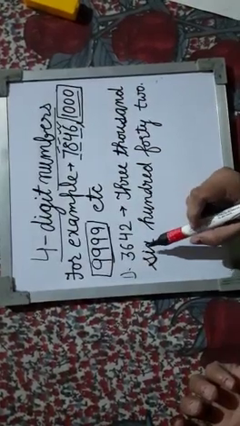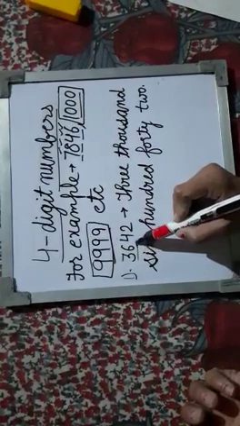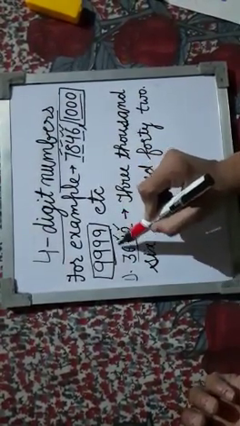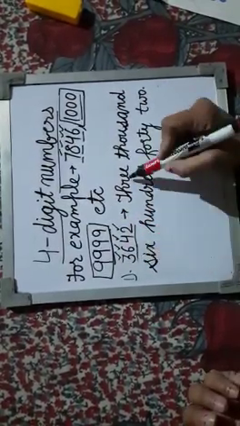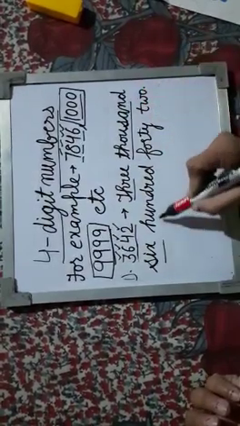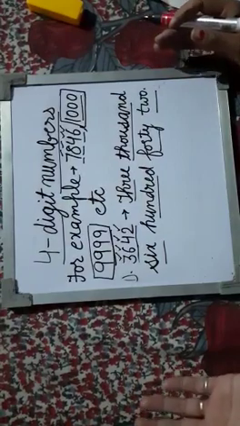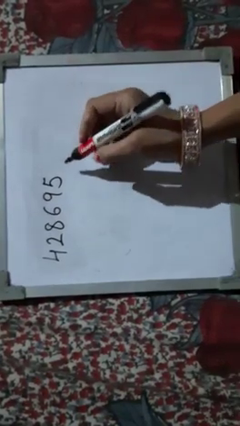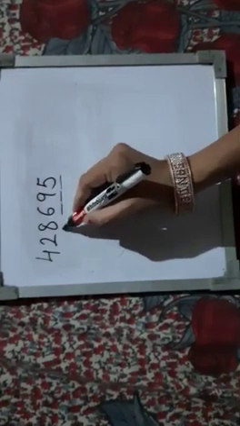We take one more example. It is 3642 and it has 4 digits. And how do we read it? 3642. These are small numbers of 4 digits. If we are given a large number of 6 or 7 digits, then how can we read that?